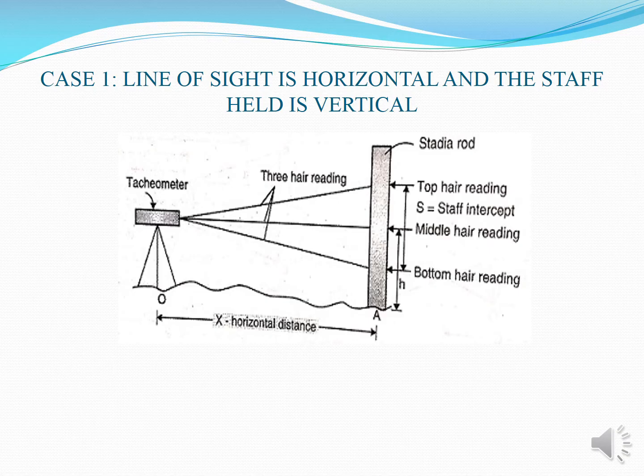And capital S means staff intercept, that is shown in the figure. Staff intercept is the difference between the top hair reading minus the bottom hair reading. And in the tachometer and stadia rod, the three directions of these three crosshair readings are shown here.